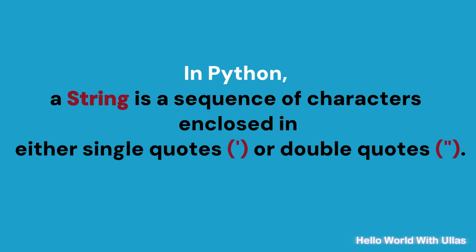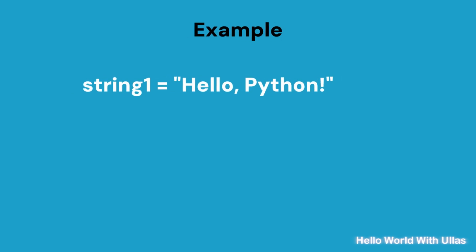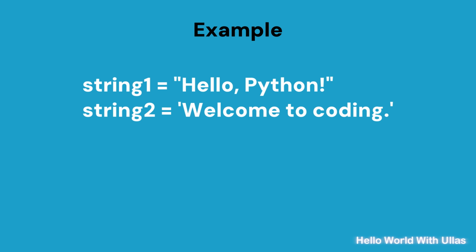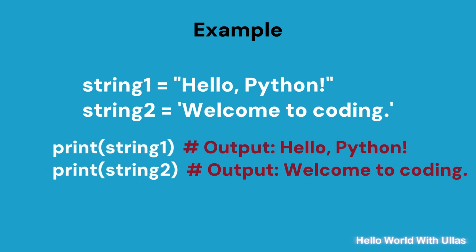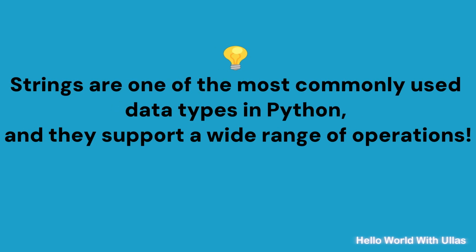In Python, a string is a sequence of characters enclosed in either single quotes or double quotes. For example, string1 equals "hello Python" in double quotes, and we have string2 in single quotes, 'welcome to coding'. If we print string1 and string2, we get the output hello Python and welcome to coding. Strings are one of the most commonly used data types in Python, and they support a wide range of operations.